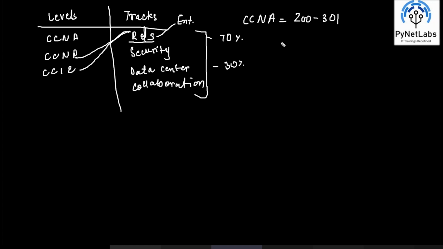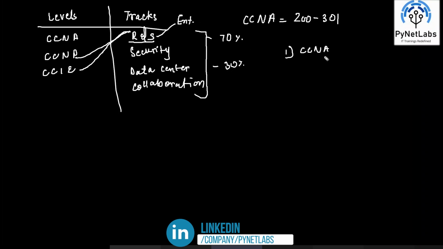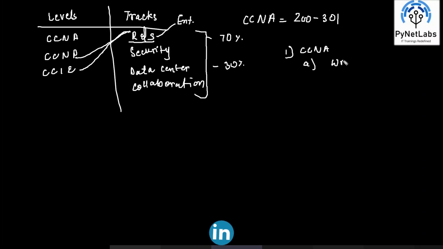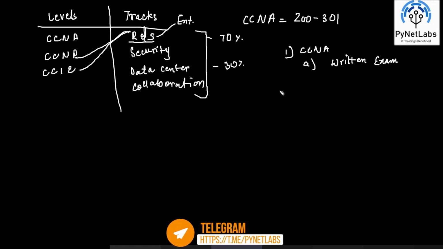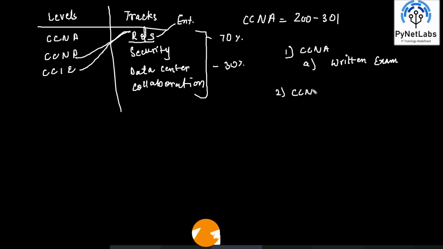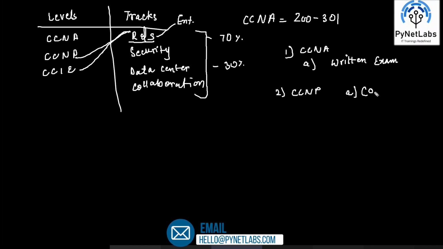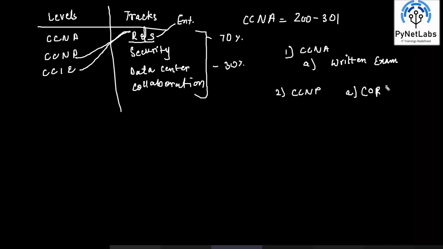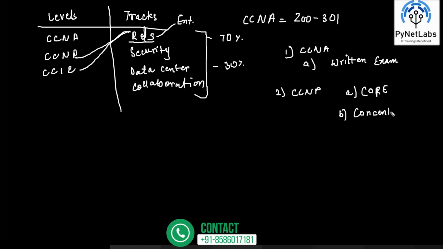Now the CCNA certification can be done by giving one written exam. So there is just a single written exam which you have to clear to get certified. And if we talk about CCNP, there are now two exams. So yes, we were discussing the exams which were needed to get CCNP certified. The very first exam is the core exam, and after that there is a concentrated exam. So you have to clear these two exams to get CCNP certified.